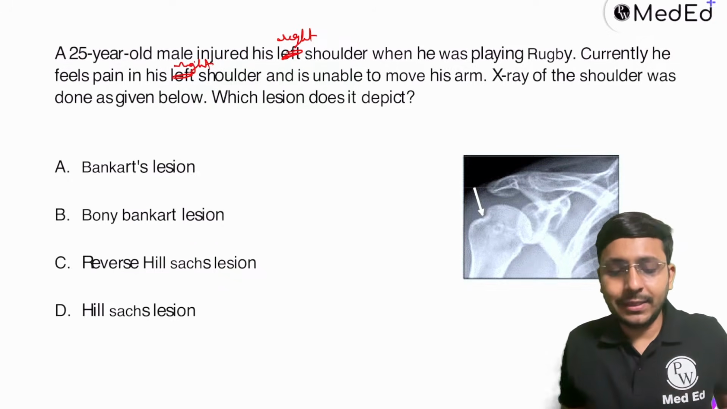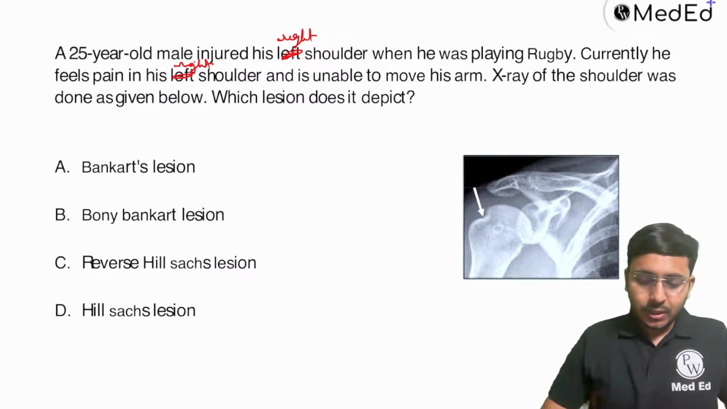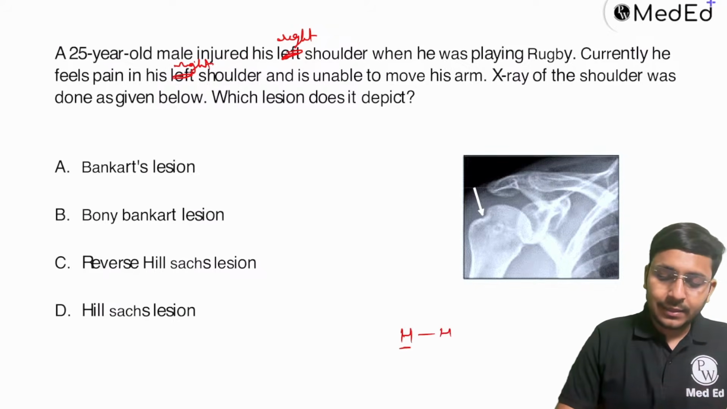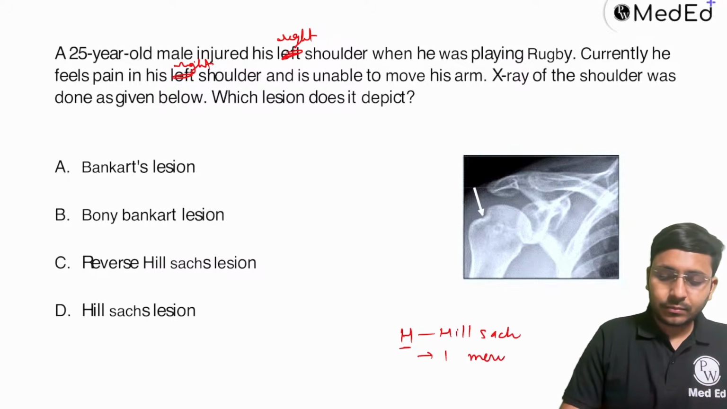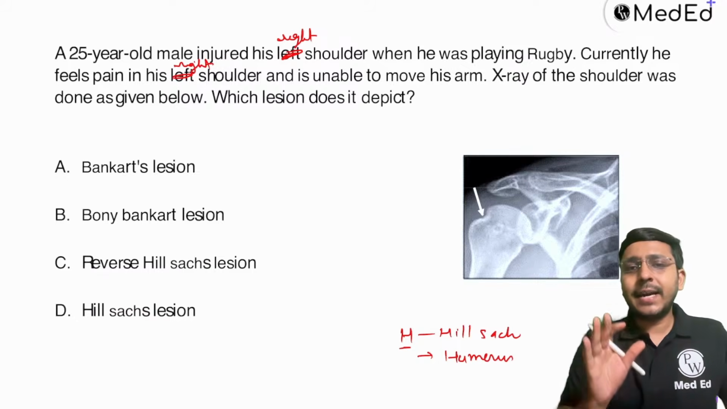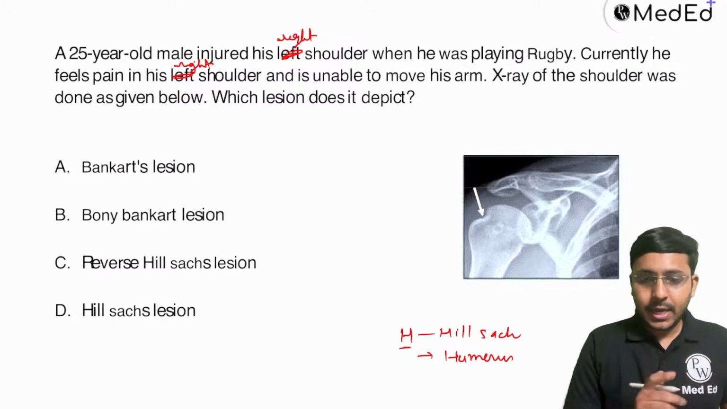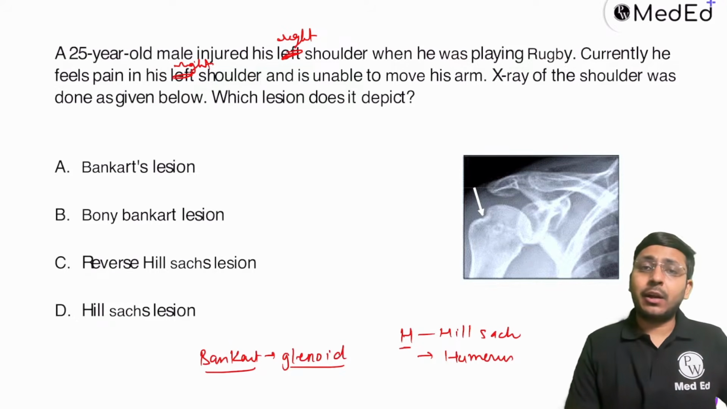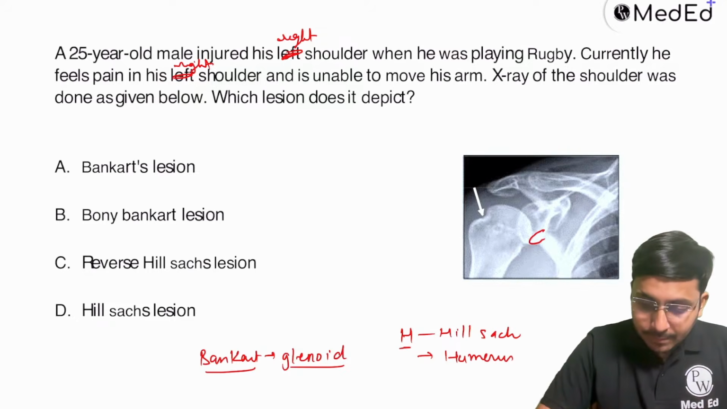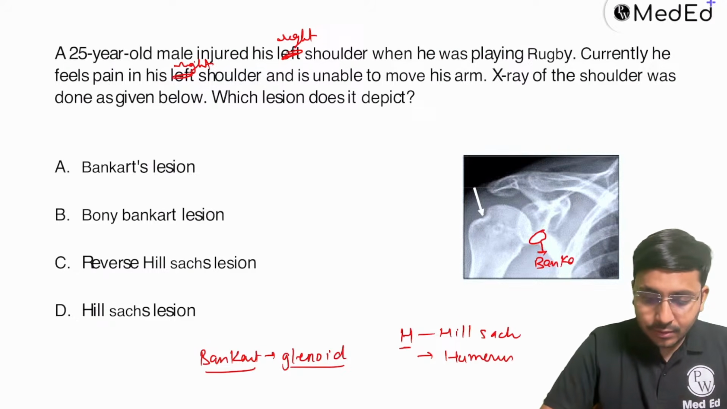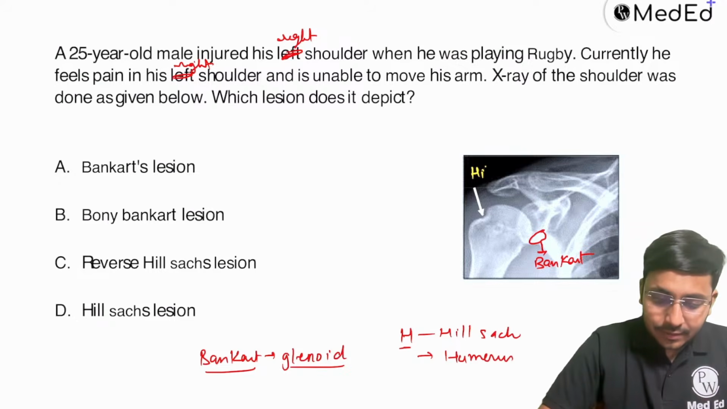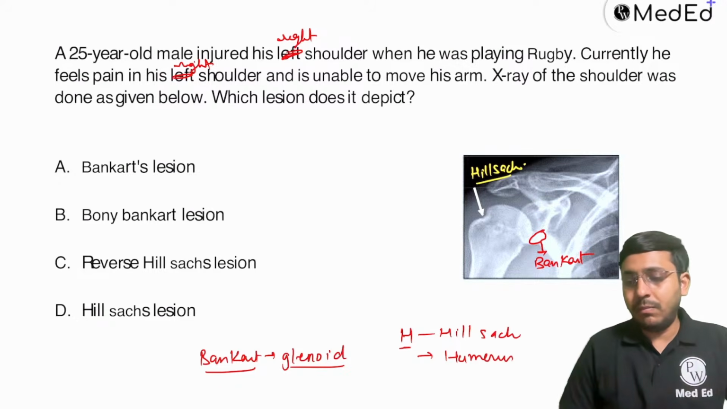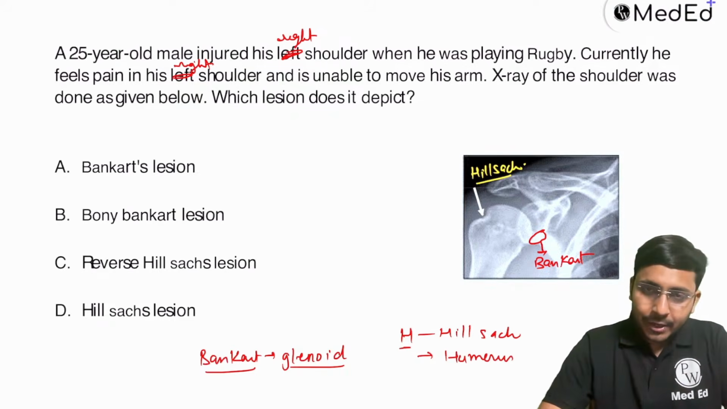Arpit, is it a Bankart or a Hill-Sachs? So remember, H in Hill-Sachs is for humerus. So the Hill-Sachs lesion occurs on the humerus. Where does Bankart occur? It occurs in the glenoid. Glenoid is part of the scapula. So here, this is Bankart and this is Hill-Sachs. Right? So this is happening on the humerus.